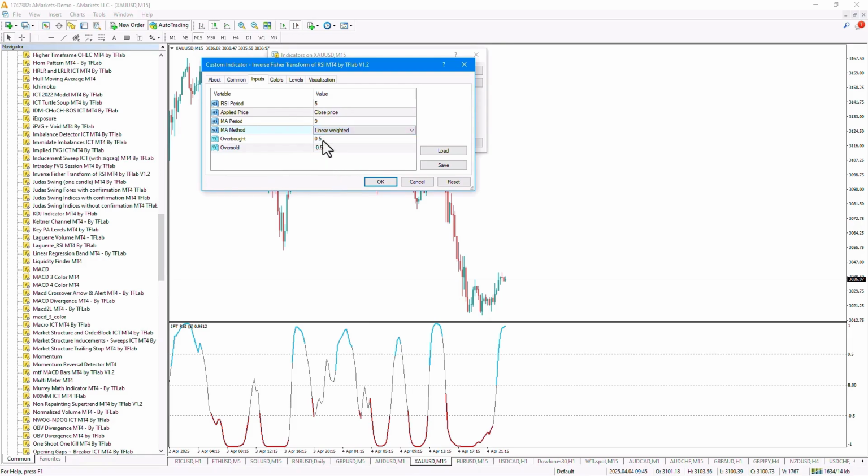In the following sections, there are the overbought and oversold ranges, where we can set the overbought and oversold levels. We can input values between 0 to 1 and 0 to -1 in this section.